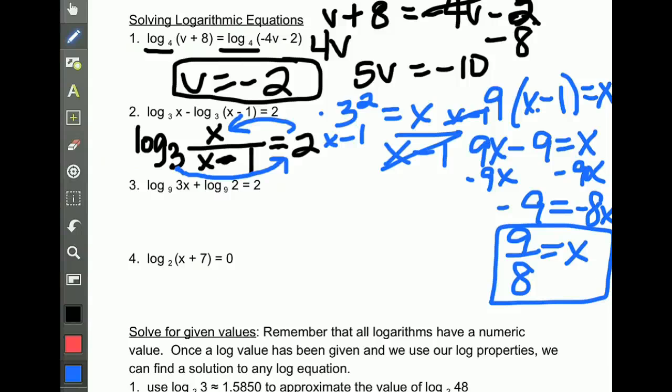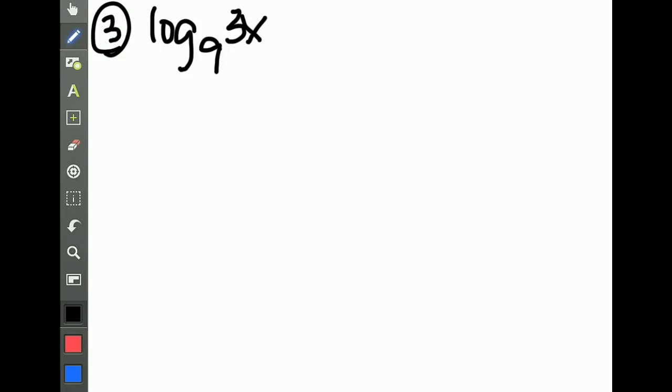Number 3, you have room to write it there. I'm going to go ahead and do it on a blank sheet on the screen so that I'm not pressed for space. Okay, so this is number 3. And we have log base 9 of 3x plus log base 9 of 2 equals 2.